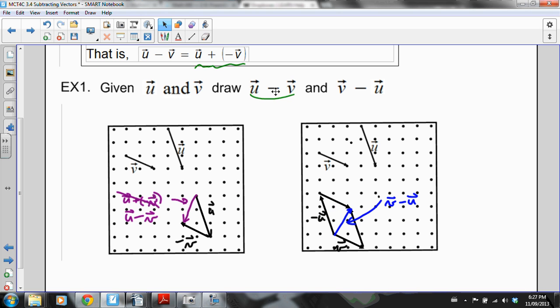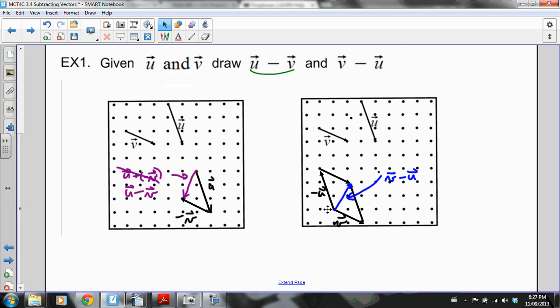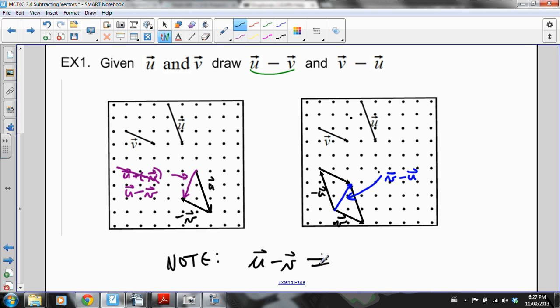Yesterday, when we went u plus v and v plus u, they were the same vectors. Triangle rule, parallelogram rule, they were the same vectors. But here, when I subtract, I don't get the same thing. So I'm going to say, note, u minus v is not equal to v minus u. Okay.